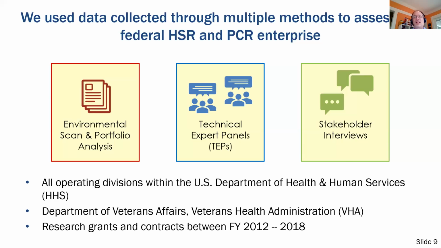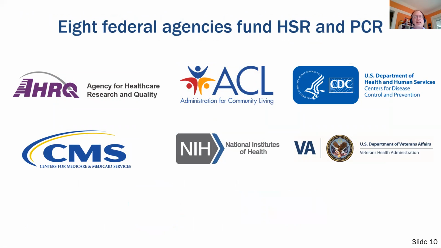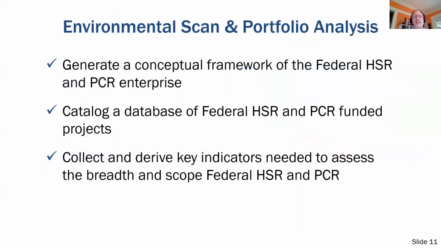And we found the 8 federal agencies that funded HSR and PCR according to the definitions of our study. And we were able to collect systematic data on research projects for 6 of them. So if you could just click once, Jamie, and then you'll see those are the 6.